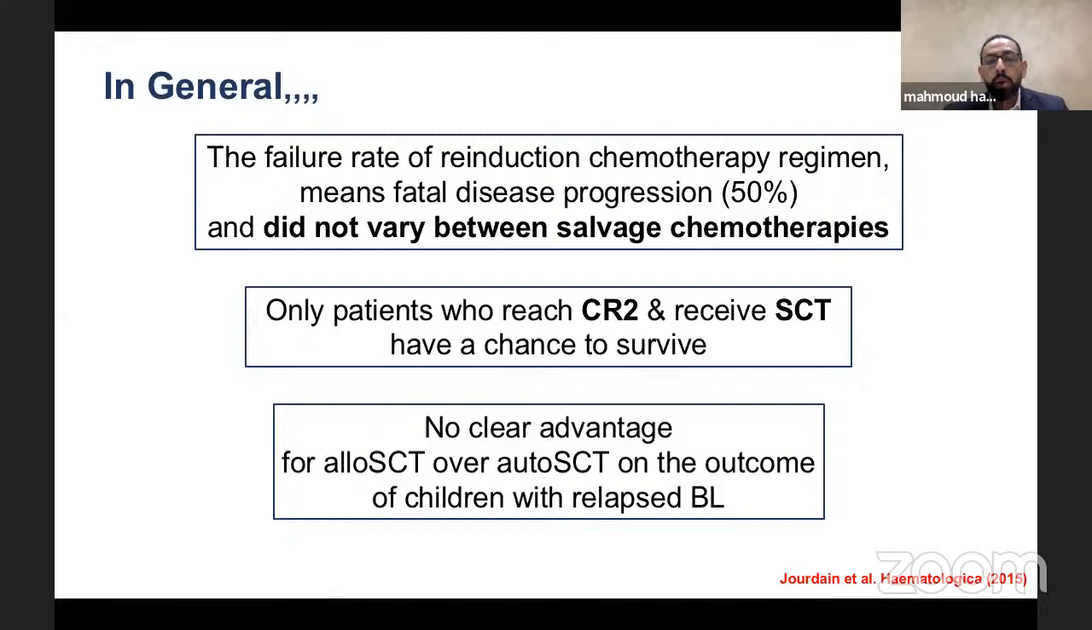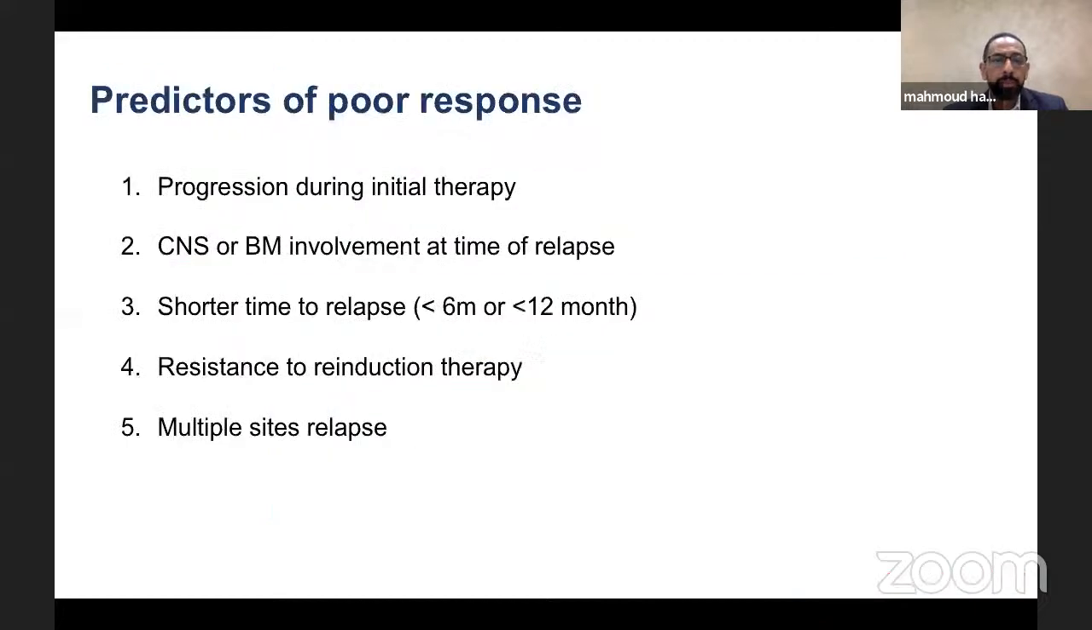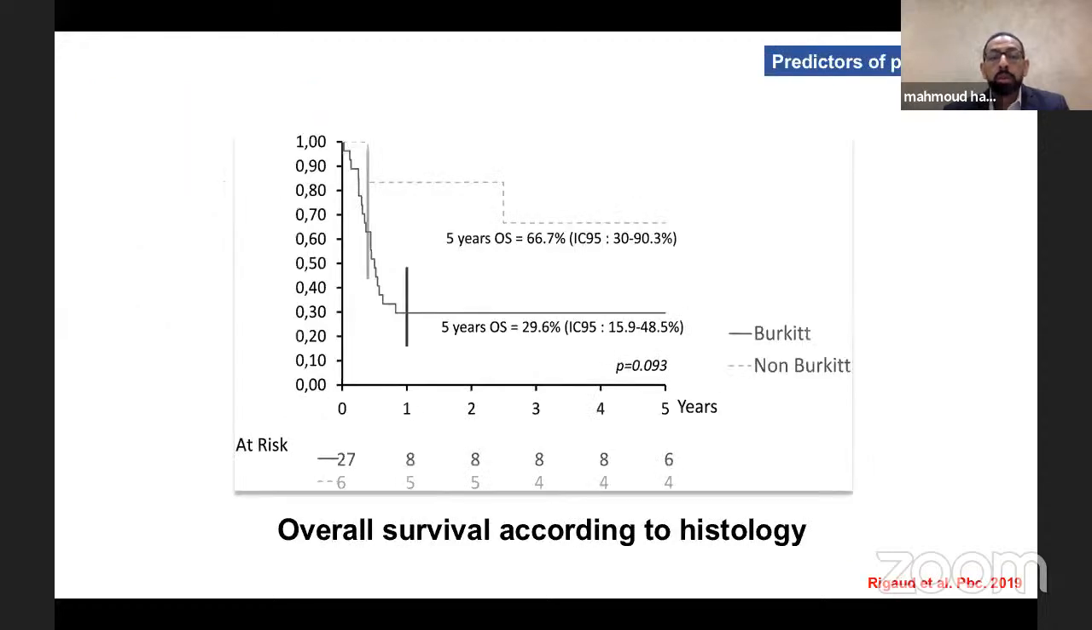Also, only patients who reach complete second remission and receive a stem cell transplant have a chance to survive. And still, there is no clear advantage for allogeneic stem cell transplant over autologous stem cell transplant on the outcome. Some predictors of poor response include progression during initial therapy, and CNS or bone marrow involvement at time of relapse. The shorter the time to relapse, the worse the prognosis, as well as resistance to reinduction therapy, and multiple-site relapse compared to single site.